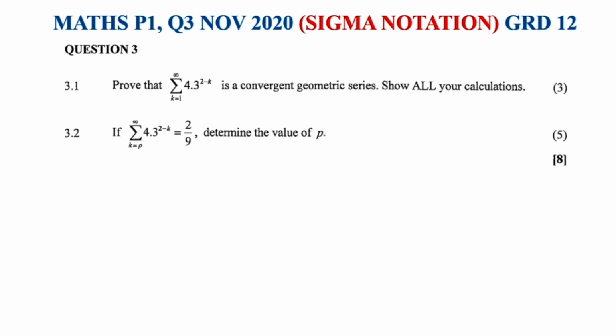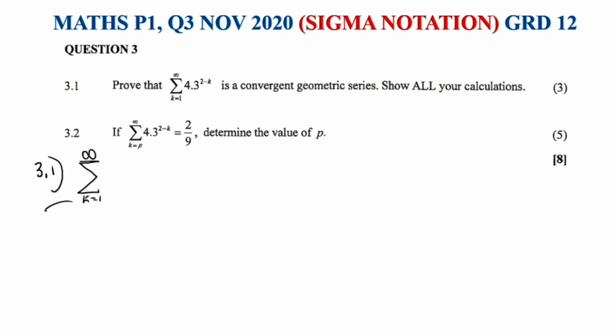3.1 says prove that the sum from k equals 1 of 4 times 3 to the power of 2 minus k is a convergent geometric series. Show all calculations. Okay, so for 3.1, we're given our series there. K starts at 1.